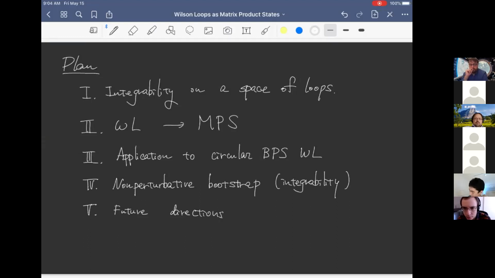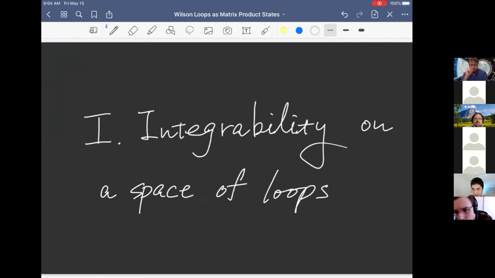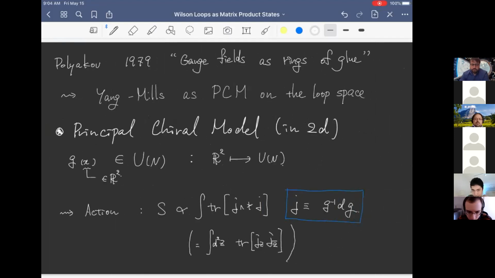Okay, so let's start from the first topic, which is about integrability on a space of loops. This is based on the famous paper by Polyakov in 1979. The title is Gauge Fields as Rings of Glue. In this paper, Polyakov pointed out the relation or analogy between Yang-Mills theory and the Principal Chiral Model. He pointed out that Yang-Mills theory can be thought of as the Principal Chiral Model on the loop space. So in order to discuss that, let's first review what the Principal Chiral Model in 2 dimensions is.